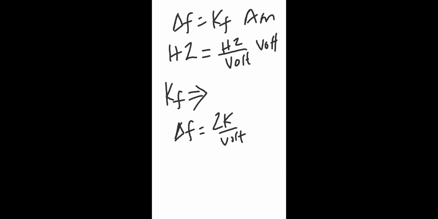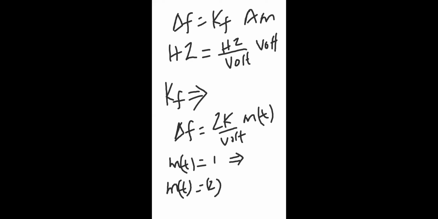Now, suppose my m of t value is 1. Here you will have 1. If m of t value is 2, there you will have 2. So if m of t value is 1, how much deviation will there be? 2k deviation. If m of t value is 2, you will have 4k deviation.